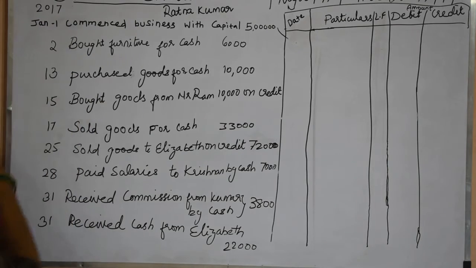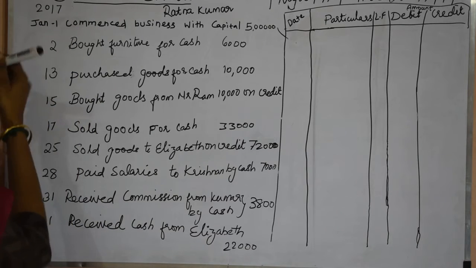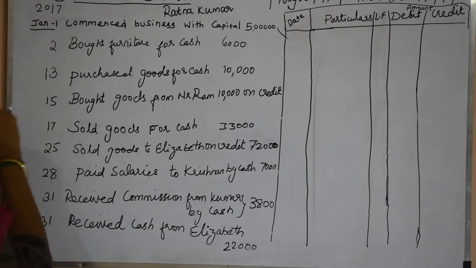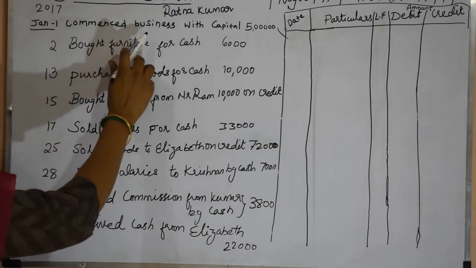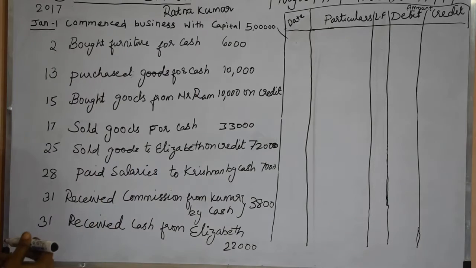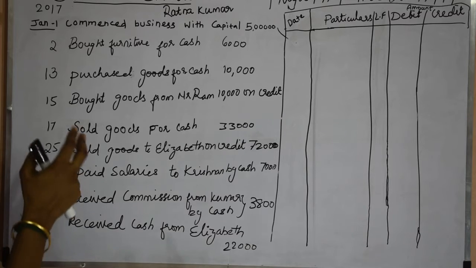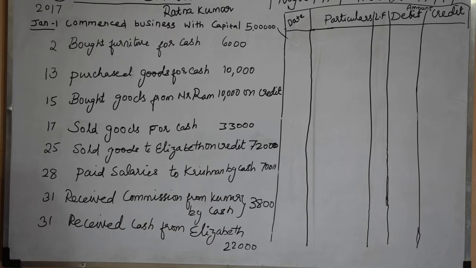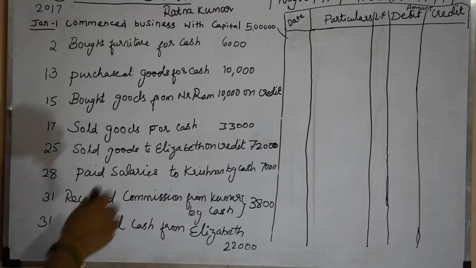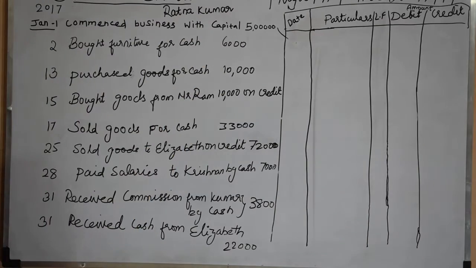Let's see what the first transaction is. Commenced business with capital 5 lakh. So he is starting the business with cash of 5 lakh. He is putting the cash into the business. So how much cash is it? 5 lakh. So he is bringing the cash into the business.